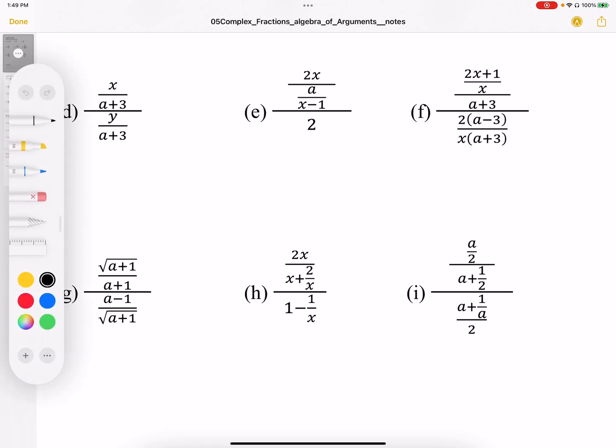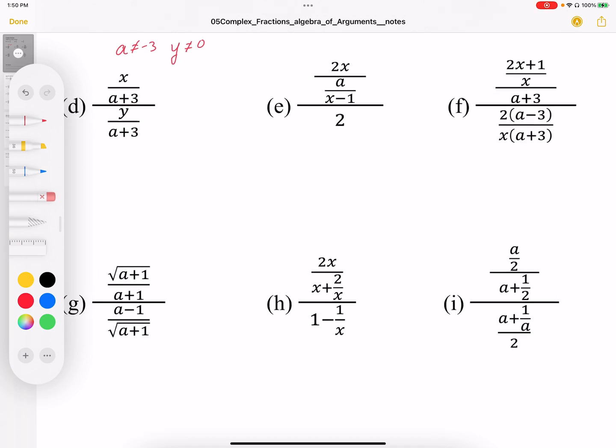So I'm going to say that a is not equal to -3 because I have a divide here. I also have a divide by y, so we also have to state that y is not equal to 0. So we have to remember that we cannot divide by 0, so we always need to state the restrictions.